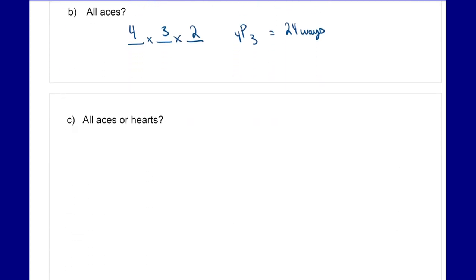C, all aces or hearts. We're assuming it's all aces or all hearts. So looking at those 2 options, all hearts or all aces, we have 1,716 ways plus the 24 ways.